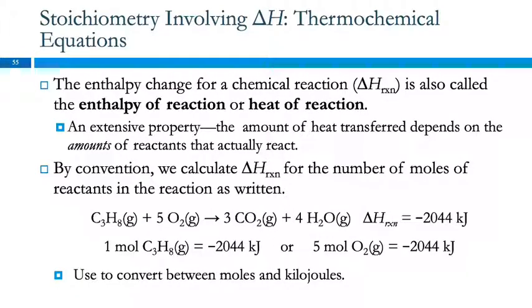So, stoichiometry again. Comes back over and over and over again. I told you it was a big deal. So, the enthalpy change for a chemical reaction, enthalpy change is delta H. And so we call this delta H rxn because we get tired of writing the word reaction. So delta H for the reaction is called the enthalpy of reaction, or often called the heat of reaction, which makes the H kind of make sense. So this is an extensive property, meaning it depends on how much stuff there is. So the amount of heat transferred depends on the amounts of reactants that actually react.